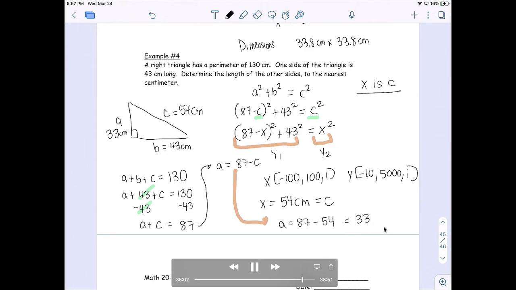Okay, so don't forget to include the units. So we have our three lengths. We know that one side was 43 because that was given. The hypotenuse, the longest side, is 54, which makes sense. If this wasn't the longest side, I'd be worried. And then this last one, this A value, is 33 centimeters. Okay, so don't forget those units.